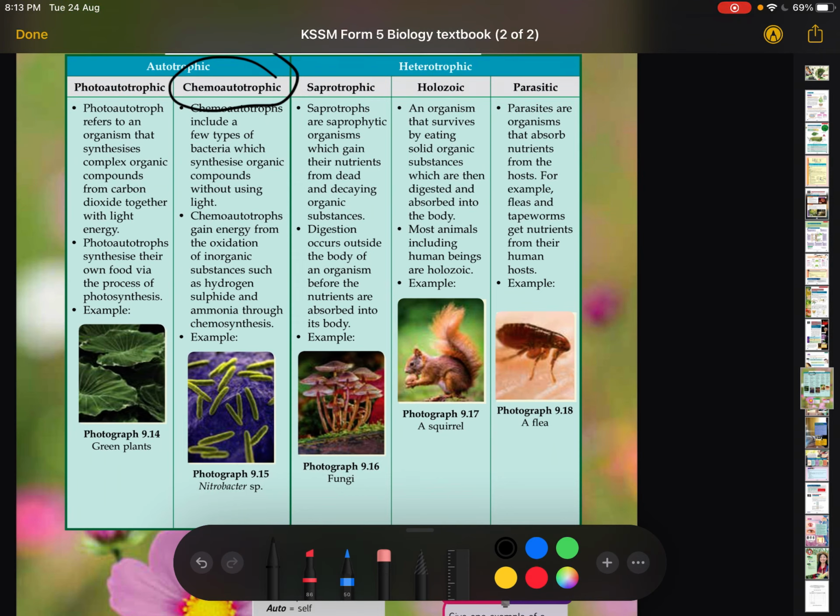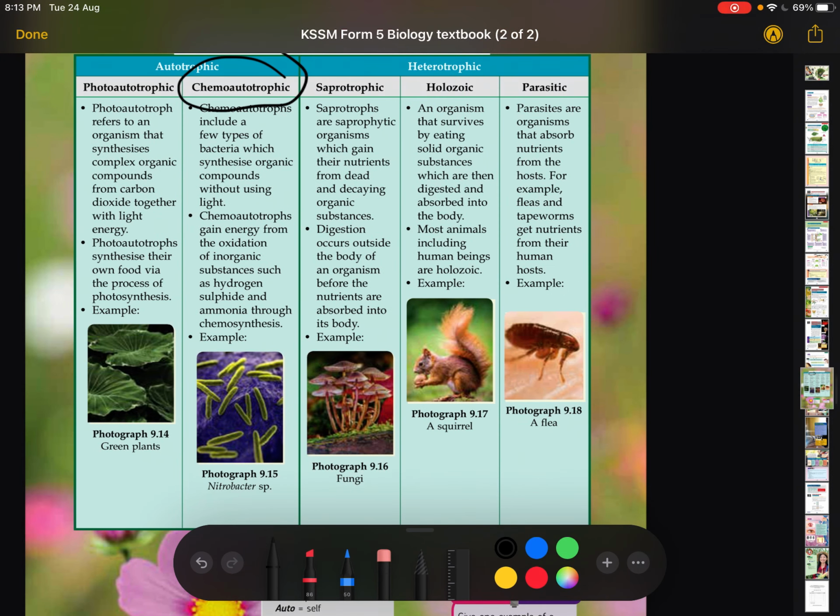So it is when the organism can make its own food without light. It doesn't need light. What it does is it oxidizes inorganic substances such as hydrogen sulfide and ammonia. So the process is called chemosynthesis. I'm just reading this out.